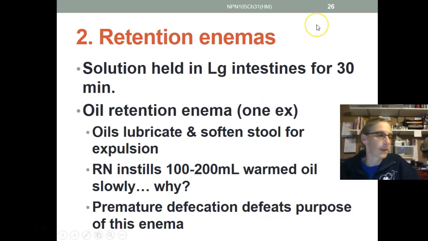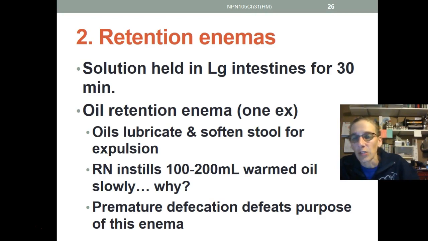All right, retention enemas. This is when you have the solution, which would be held in the large intestine for 30 minutes. One example would be an oil retention enema. The oil lubricates and softens the stool for expulsion. The nurse instills 100 to 200 milliliters of warmed oil slowly.